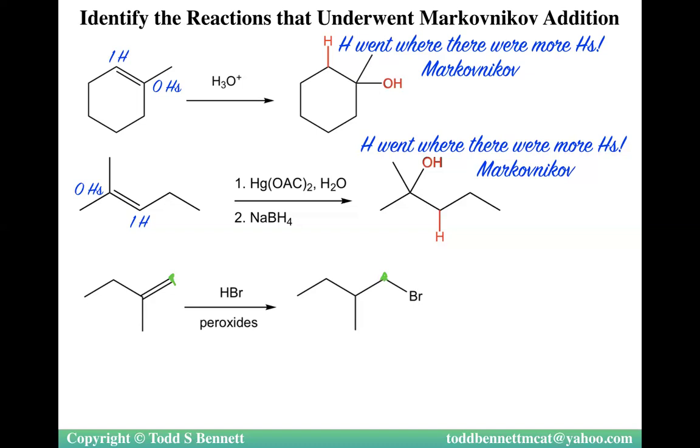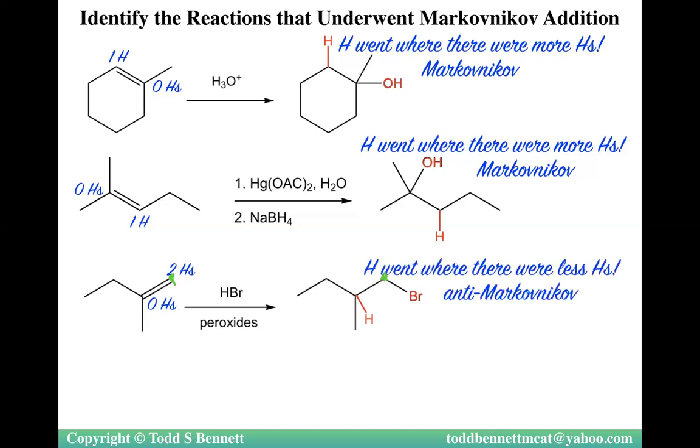So it ended up on the less hindered side this time. H actually went to the side where there were 0 H's. So H went to the 0 H side, and Br went to the 2 H side. So H didn't go where H's were. It did the opposite. H went where there were fewer H's. Really want to emphasize that, fewer H's. So we refer to that as anti-Markovnikov.